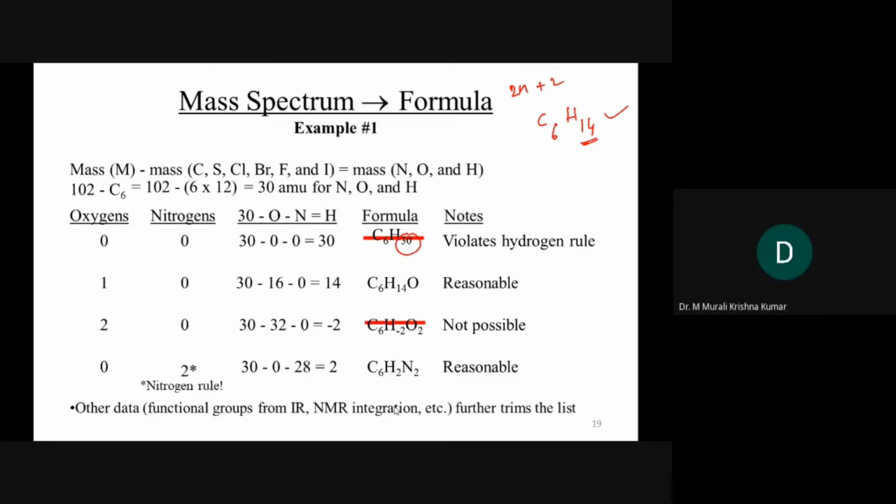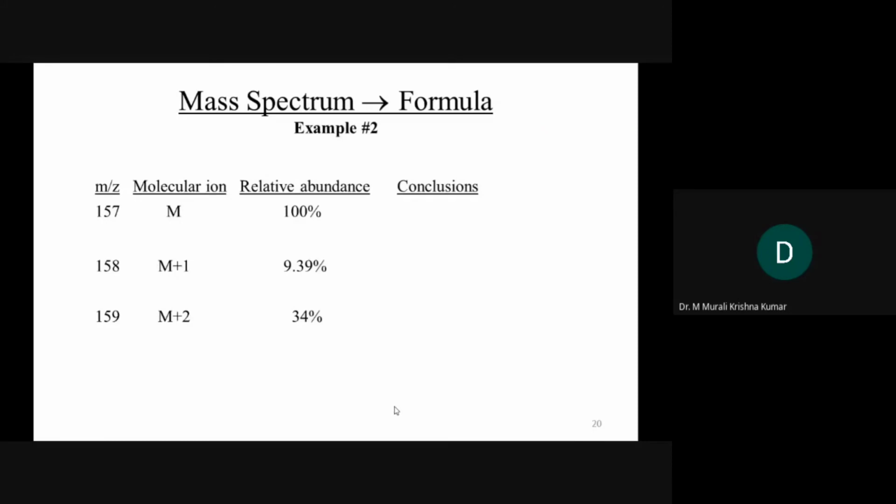Good. I hope you are also doing this exercise by taking paper and pen. Please do that. This is the second example. I hope you can figure out something. Please see this and tell me what kind of element can be there. M plus is 100%. M plus 1 is 9.39%. M plus 2 is 34%. Can any one of you tell me what kind of element is there by observing the M plus 2 ion?